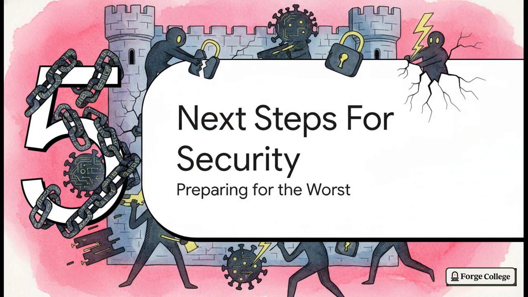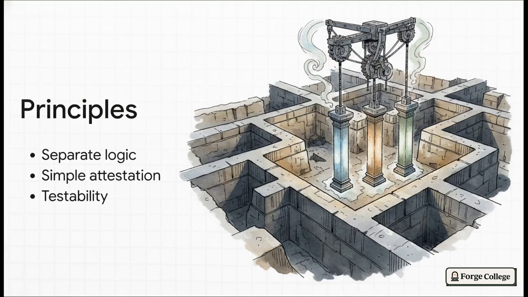In our final section, number 5, next steps for security, preparing for the worst. So, we've successfully built the foundation, but engineering a secure Web3 system means you always have to think like an attacker. To keep things robust, we follow 3 core engineering principles. 1. Separate your attestation logic from your token policy. 2. Prefer simple attestation models during development. And 3. Always design for testability with deterministic helpers.